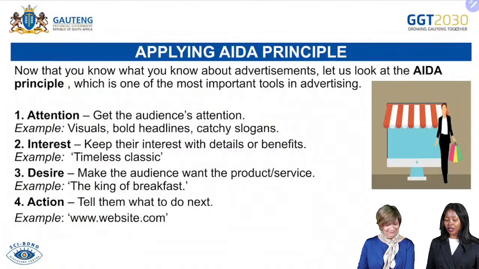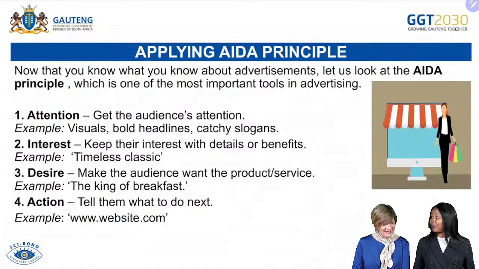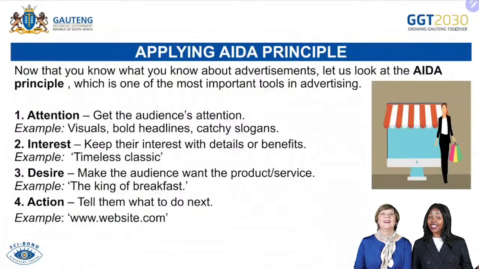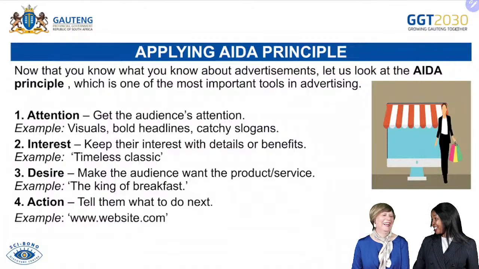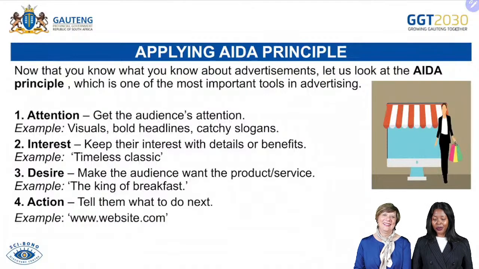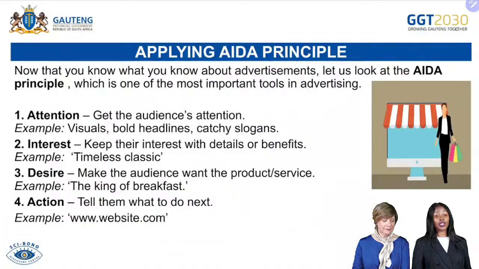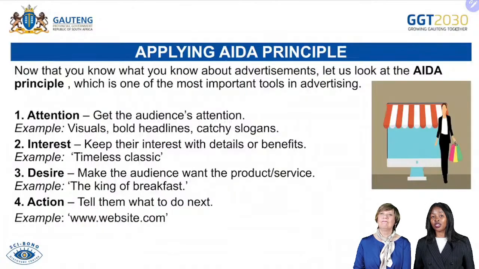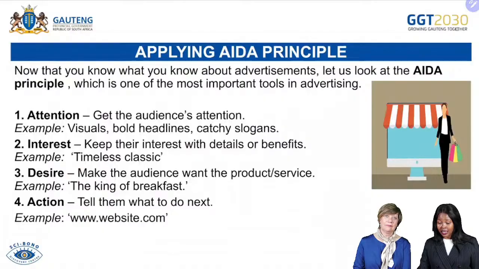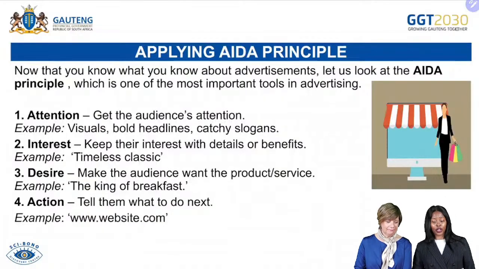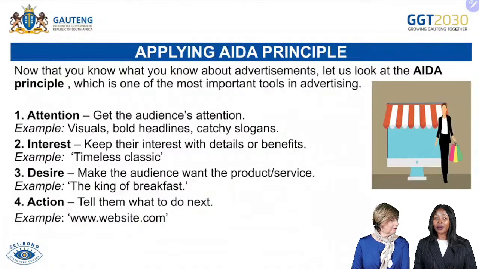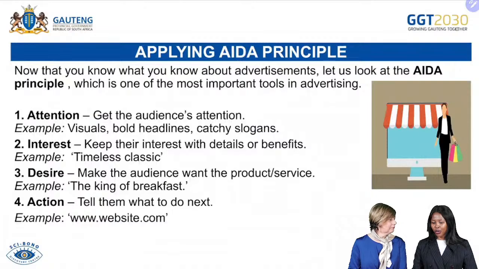Good. Now, grade 12s, we are going to be looking at how to apply the ADA principle. Now that you know what you know about advertisement, let us look at the ADA principle, which is one of the most important tools in advertising. The first one we look at is attention. We use advertisement to get the audience's attention. How do you pay attention to this product? There are certain things that I need to use, for example, visuals, bold headlines, as well as catchy slogans. Once I put these on the advert, then I've already caught your attention.